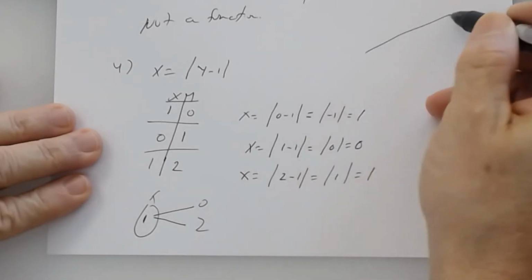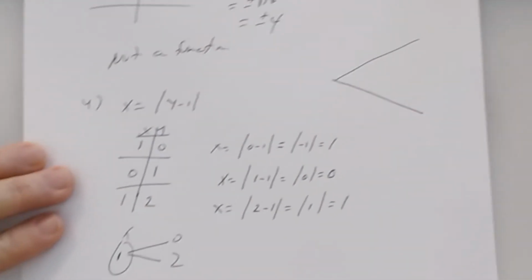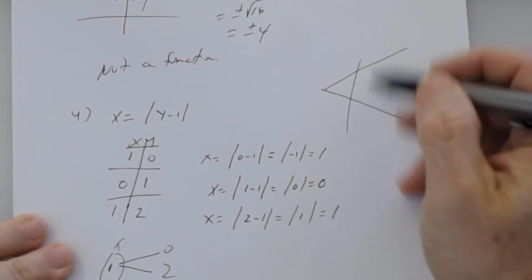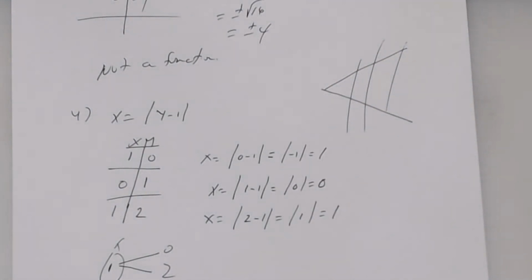In fact, the graph looks like this. It's a sideways graph like that. Remember, absolute value is a V, but it doesn't go up or down, it goes sideways. So that fails the vertical line test. That's what that looks like. So whenever you get x equals the absolute value of y, that's that sideways graph.